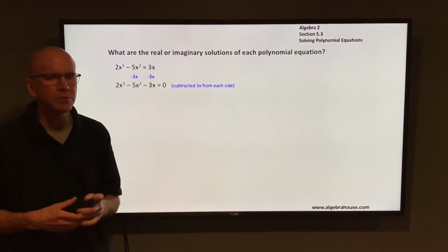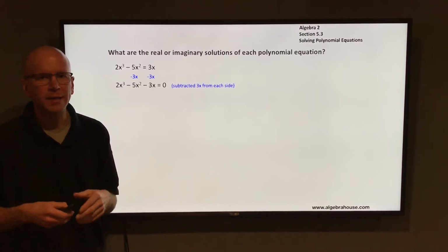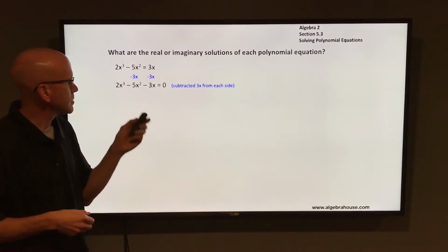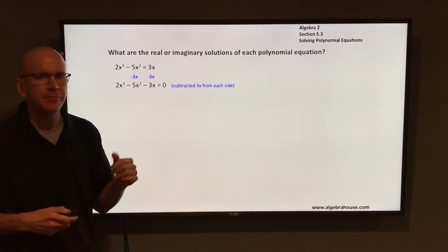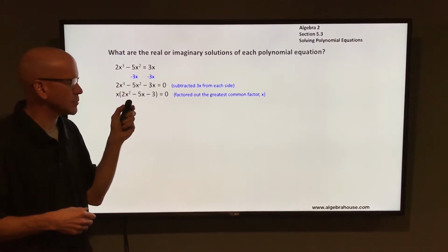So that 0 is really the y value. We're finding the value of x when y is equal to 0, or in other words, we're finding the x-intercepts. To solve this for x, look for a common factor that you can factor out. x is a common factor to those three terms. So if you divide each term by x, that's what goes in the parentheses.